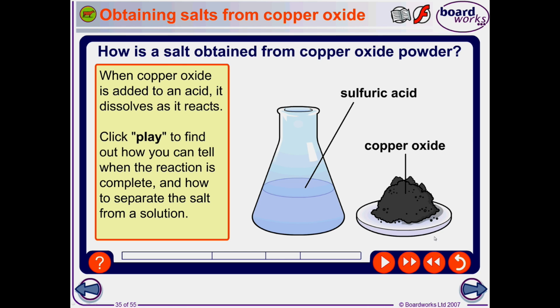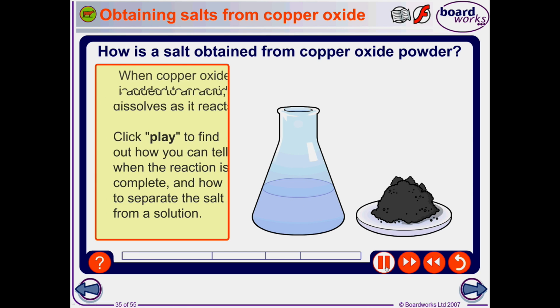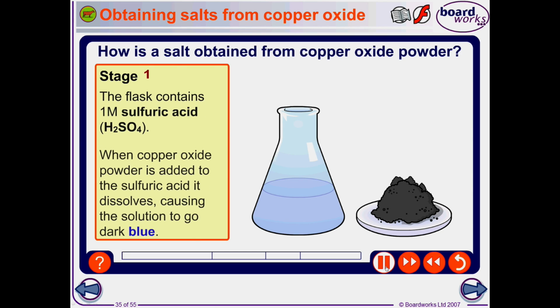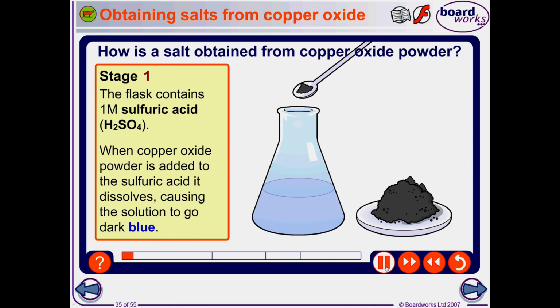So, starting from the beginning, we've got our sulfuric acid and our copper oxide. So what we're going to do, we're going to mix them together. And generally what happens is your sulfuric acid and your copper oxide will react together. Now the idea is that we'll make copper sulfate, and that salt is a soluble salt. So what we're going to need to do is get that salt out of the water to be able to get it back.